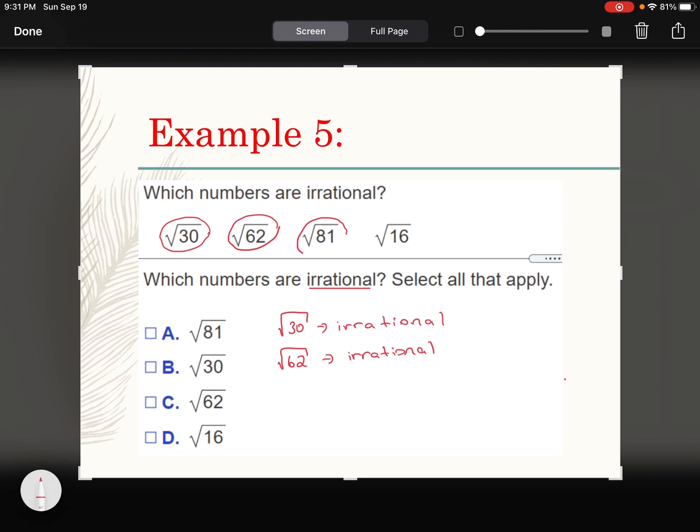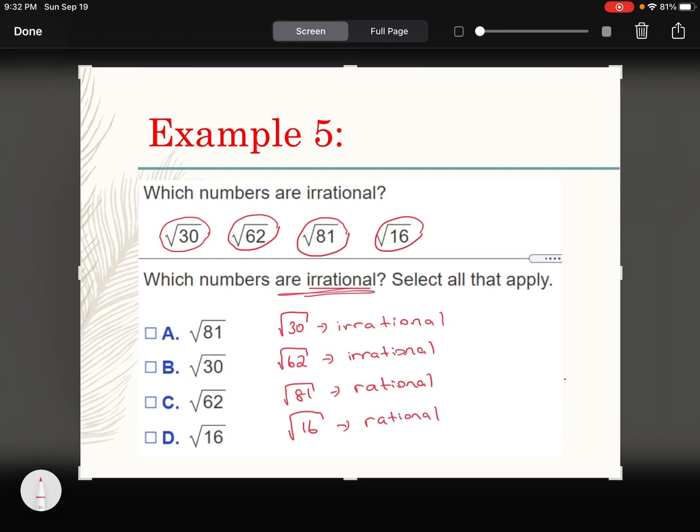But for example, square root of 81, it is a perfect square, 9, right? So it will be rational. If it doesn't give you a decimal, it is always a rational number, guys. Then 16, the last one, square root of 16 is 4, right? 4 squared is 16, so it is a rational number.